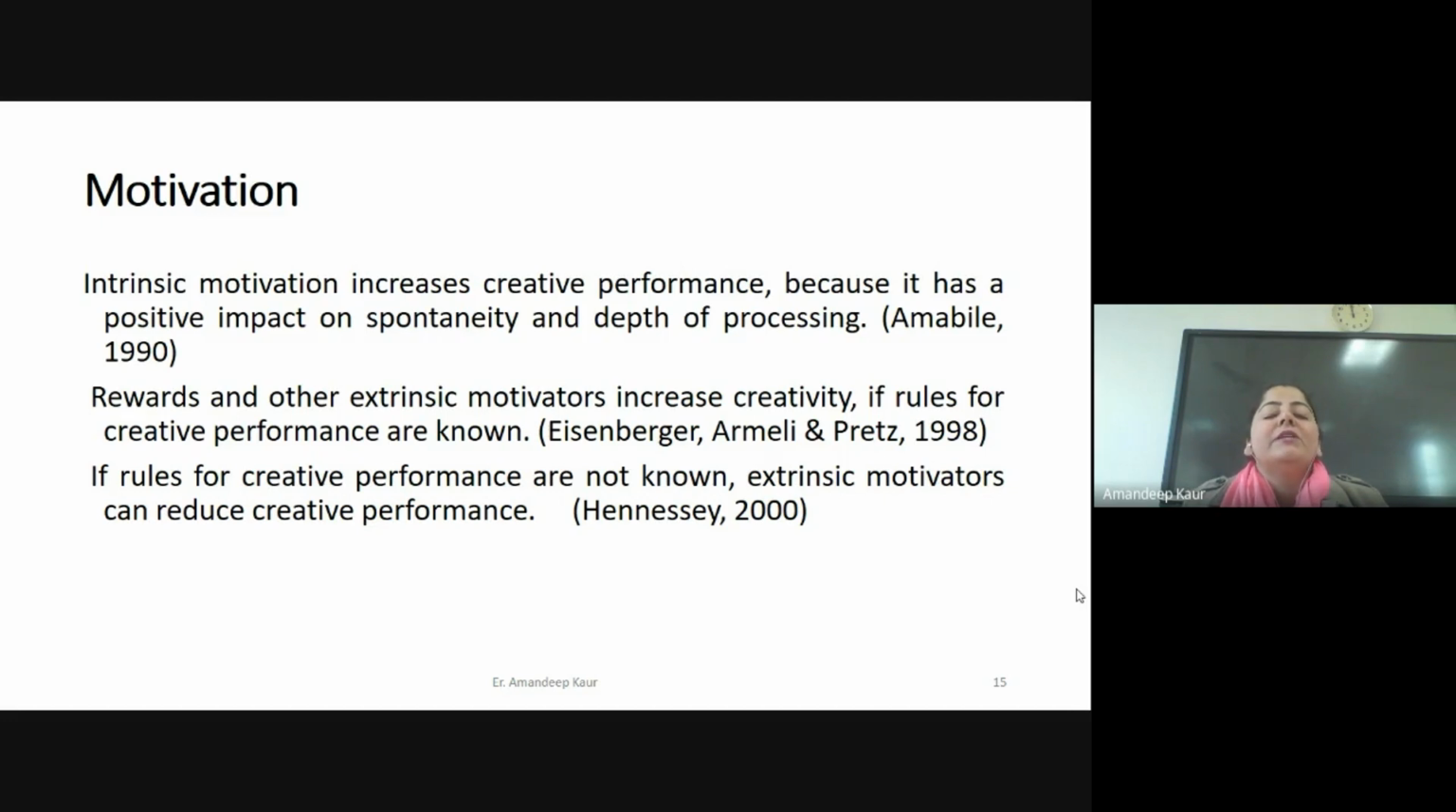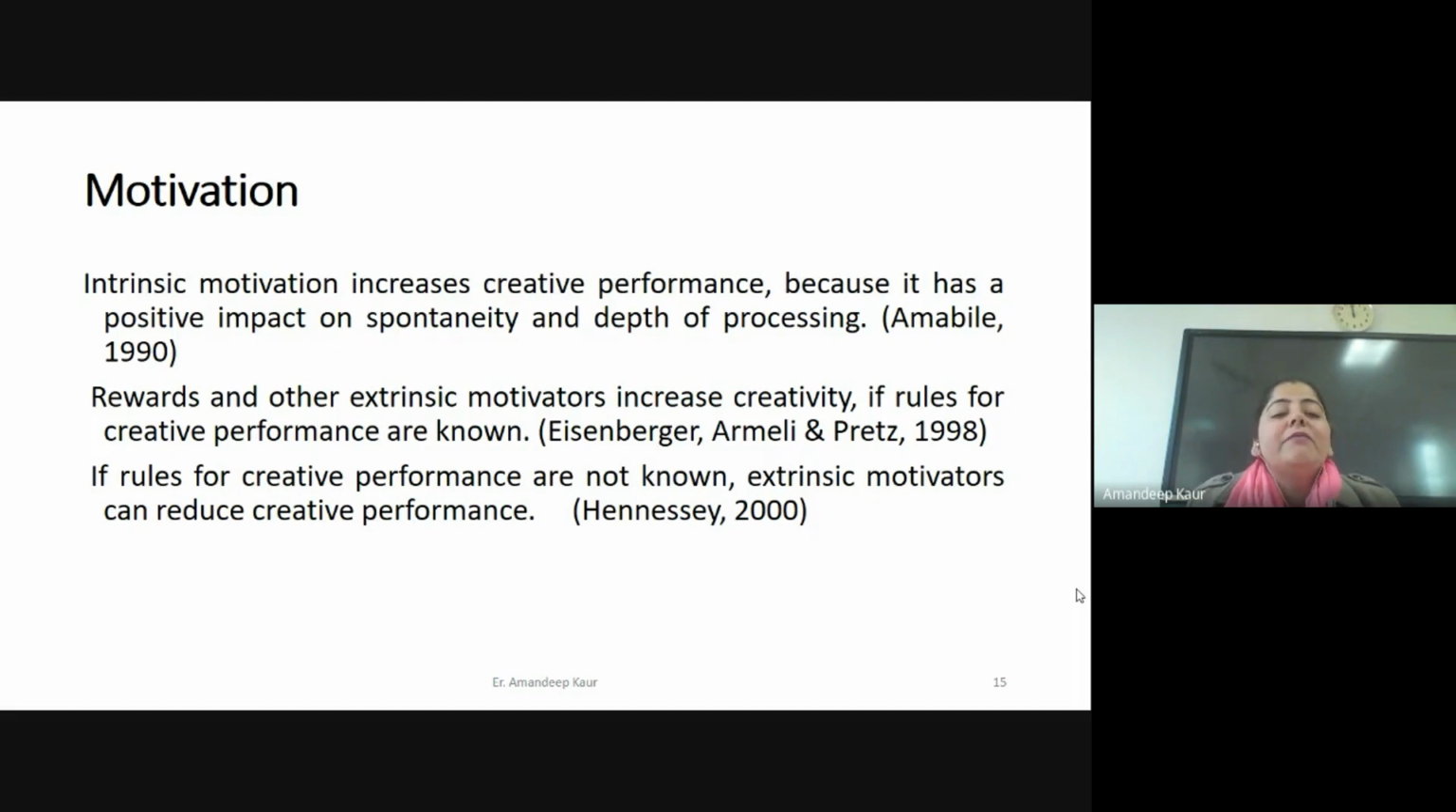And this type of motivation has a positive impact on the spontaneity and depth of processing the information. If I'm mindful of my subject, I will go deeper into that. When I go deeper into that, I collect more advanced information related to that particular subject. So I have whole information. I can apply that information to solve a problem, and there may be n number of solutions I am able to identify because I am passionate about that particular problem. I'm intrinsically motivated to solve that problem.